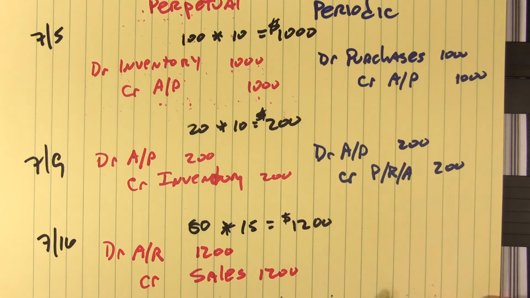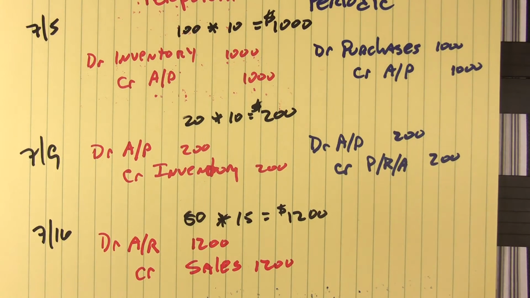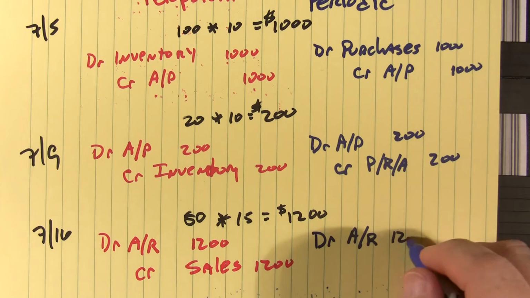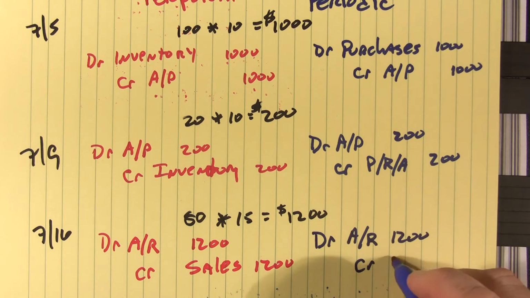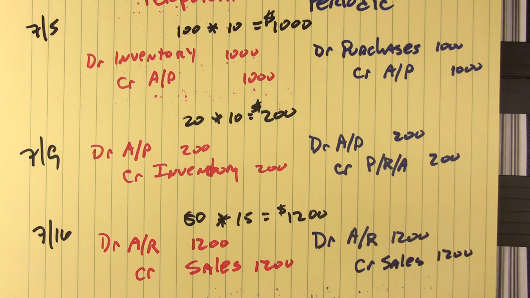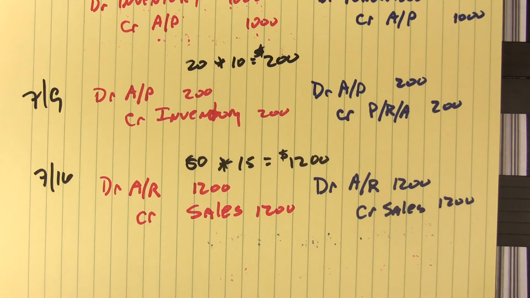We're going to do the exact same thing under the periodic method. Debit accounts receivable, that's our item of value, $1,200. Credit sales, or revenue, $1,200. The only thing that is completely different is there's one additional entry you need to do for the perpetual method. It's the only thing that's different. And we have to recognize that we need to update the inventory account.